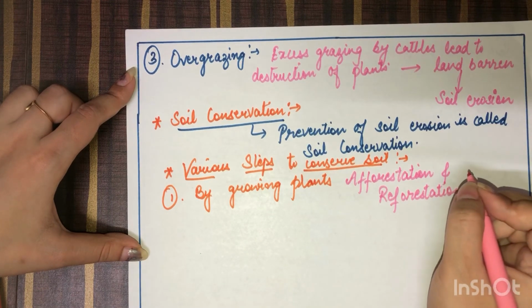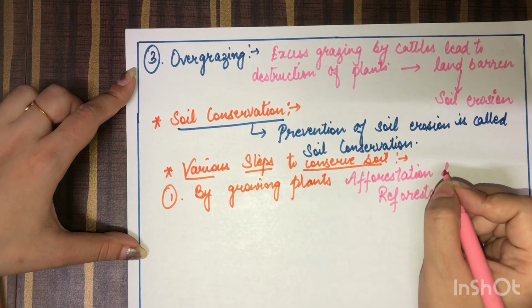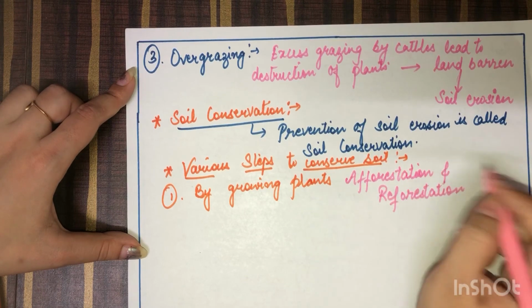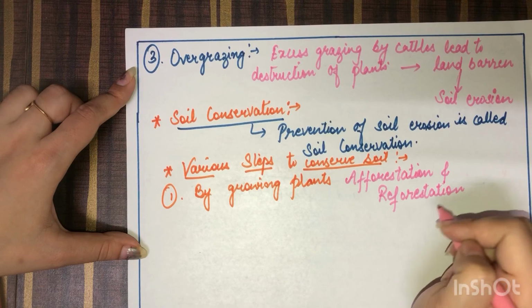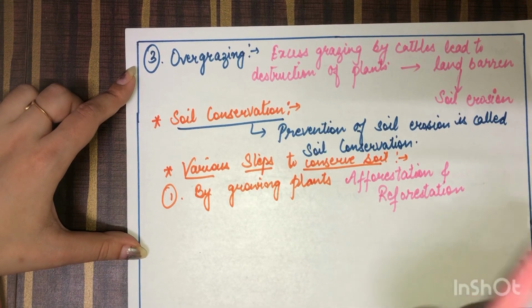Afforestation is the process of planting trees on barren land such as hill slopes, whereas reforestation is a systematic attempt to revive a damaged forest region. Okay.